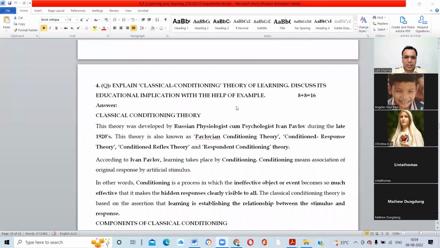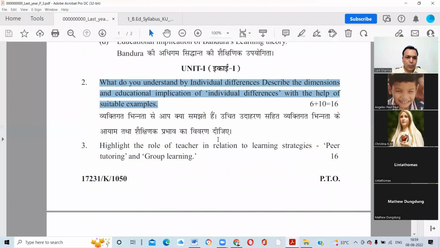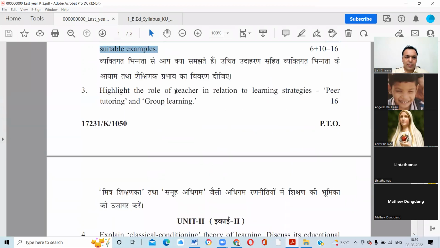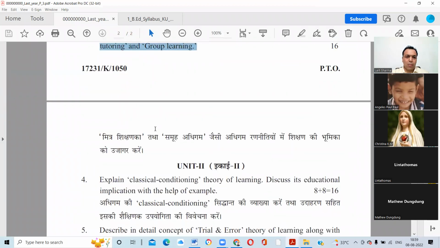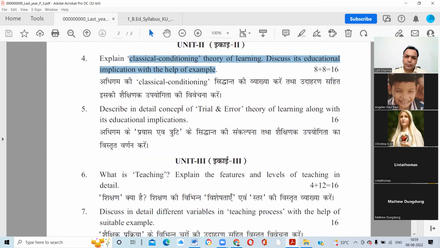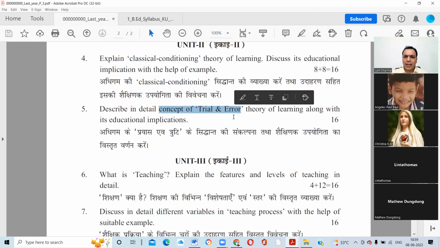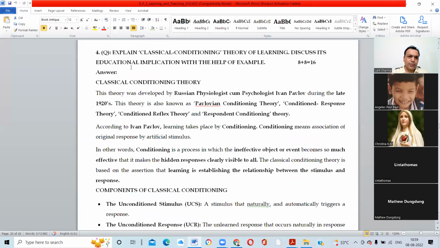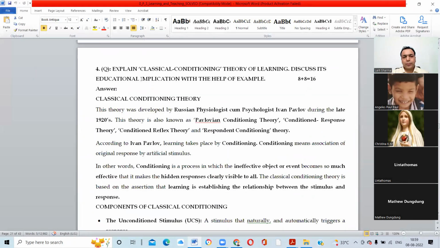The fourth question, you can see in the last year paper also. We are done with the second, we are done with the third. The fourth is about classical conditioning, and the fifth is about the trial and error learning theory. So just see: explain classical conditioning theory of learning, discuss its educational implications with the help of an example, right, guys?